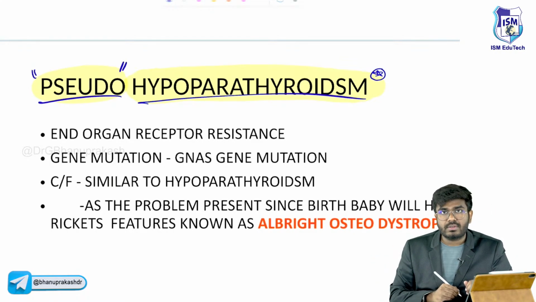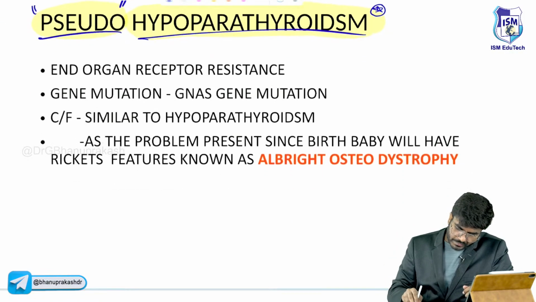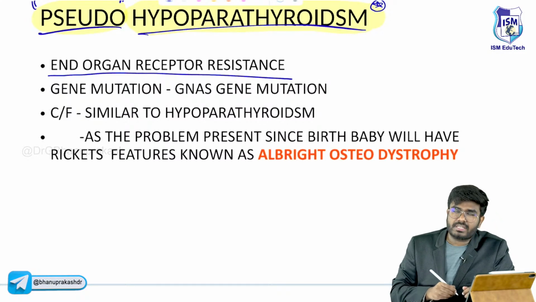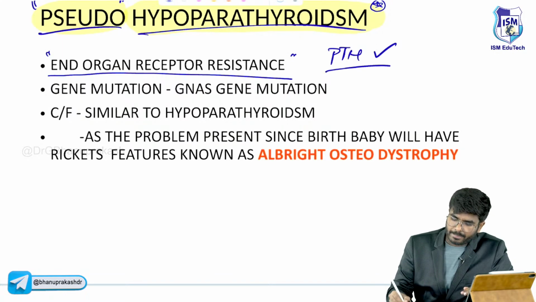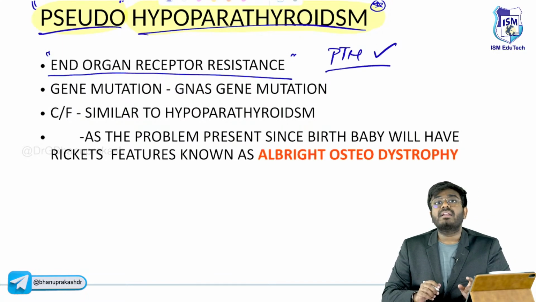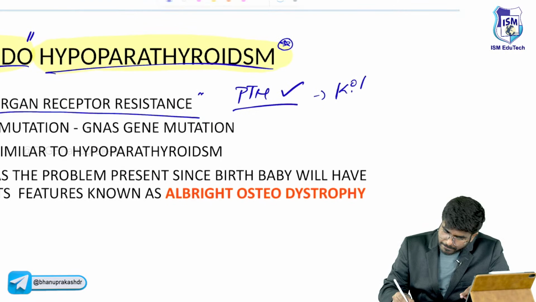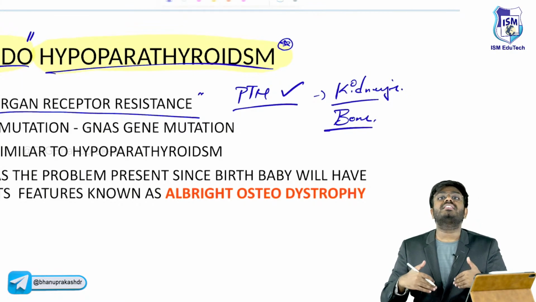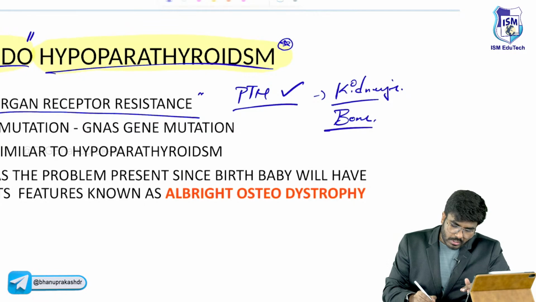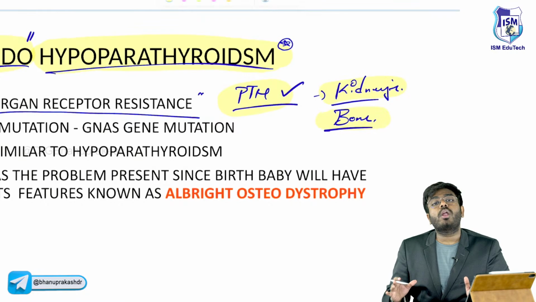In the name itself, it's there. Pseudo means false. Falsely, it is looking like there is hypoparathyroidism. What is the problem? It's the end organ resistance. Parathyroid hormone is there, but the tissues, the kidneys and bones, are not receptive. They are not welcoming the parathyroid hormone. Parathyroid hormone is there, no problem, but the kidneys and bones are not responding to it.